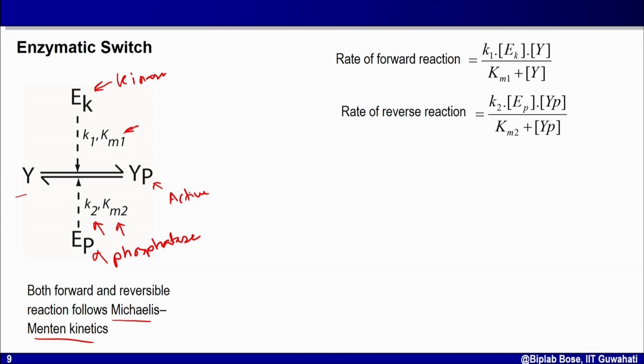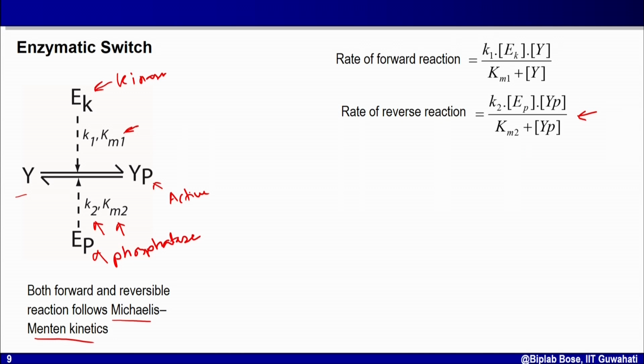So I can write down the rate of forward reaction will be, as per Michaelis-Menten kinetics, K1 into Ek, that is the total concentration of Ek kinase, into Y, that is substrate concentration, by Michaelis-Menten constant for that reaction, plus substrate concentration. Similarly, for the reverse reaction, I have rate equal to K2 into Ep, Ep is the total concentration of the phosphatase, into Yp. Yp is the concentration of the substrate here, that is the phosphorylated Y, divided by, in the denominator, Km2, that is the Michaelis-Menten constant, plus the substrate Yp.